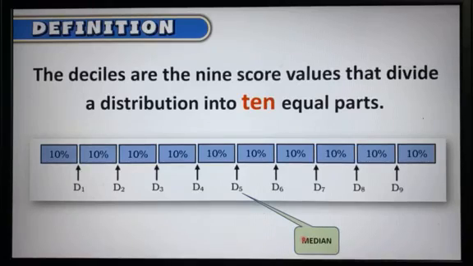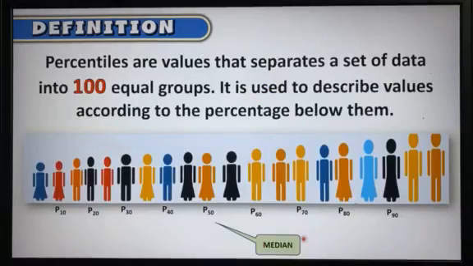On the other hand, percentiles are values that separate a set of data into 100 equal groups, and actually there are 99 score points that represent percentiles, from P1 to P99. P50 is also the median of the distribution. Percentiles are also used to describe values according to the percentage below them.